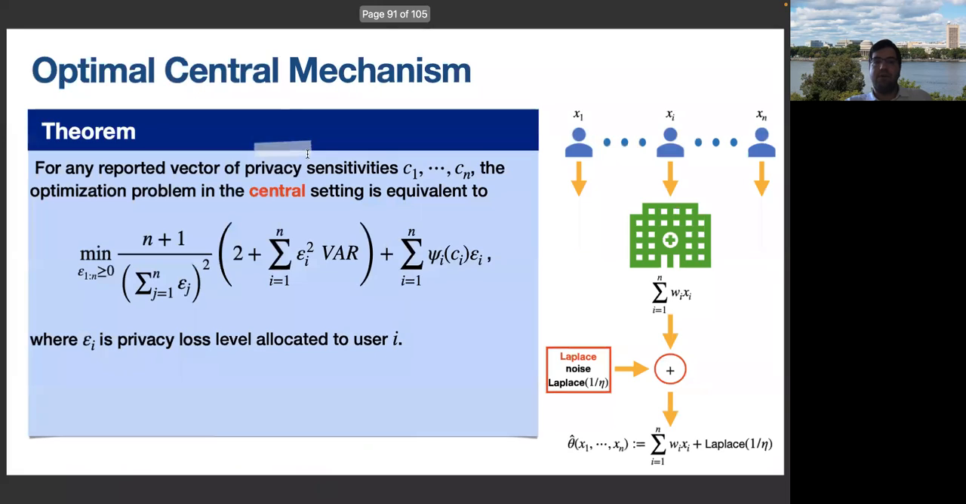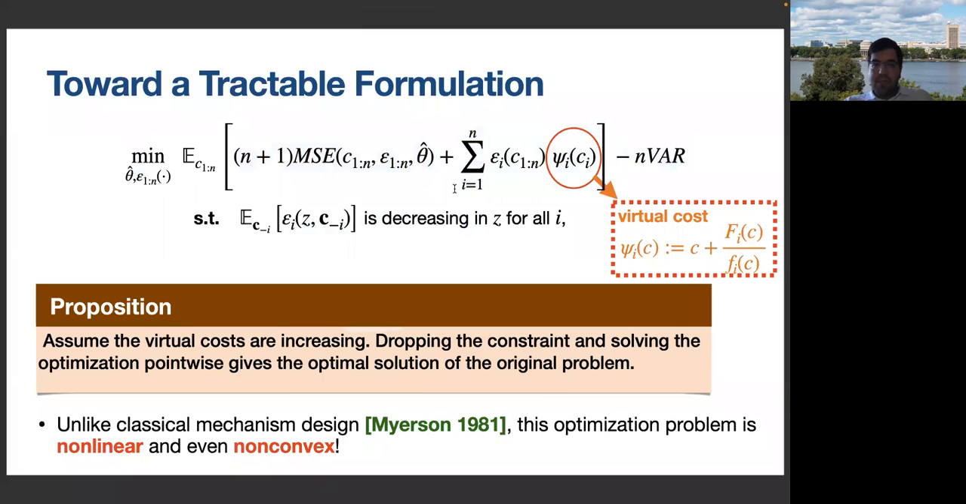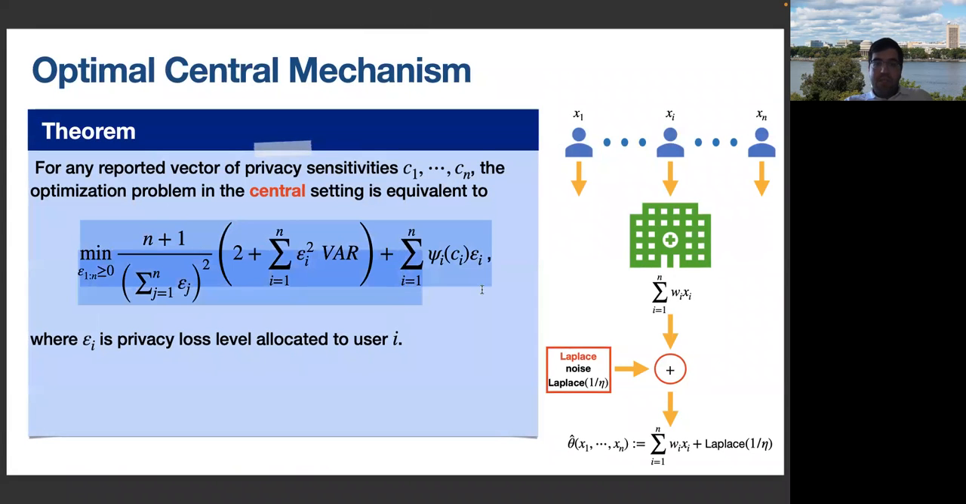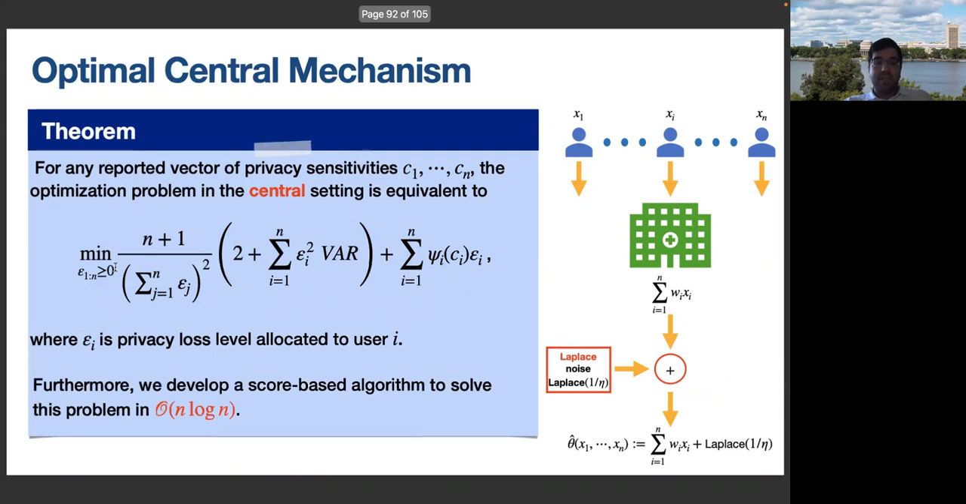Let me start with the central setting. The result that we have is that we can reduce this optimization problem to this given expression here for the central setting. For any reported vector of privacy sensitivity c1 to cn, what we need to do is to solve this optimization problem, where epsilon i is just the privacy loss level allocated to user i. Still, this problem is non-convex, but in fact, it has a structure that allows us to develop an algorithm that solves this problem in time n log n.